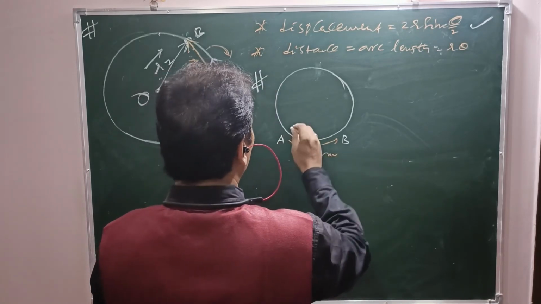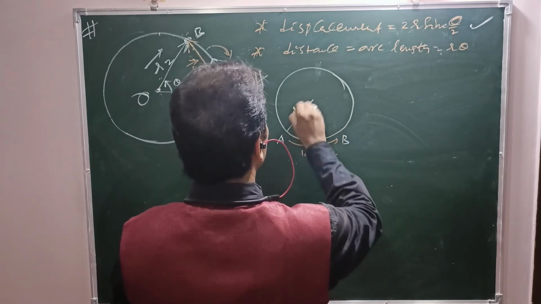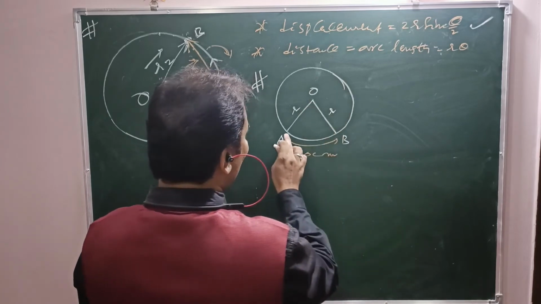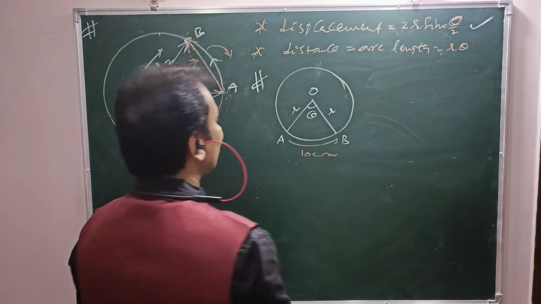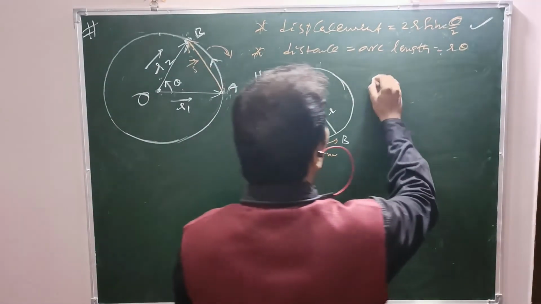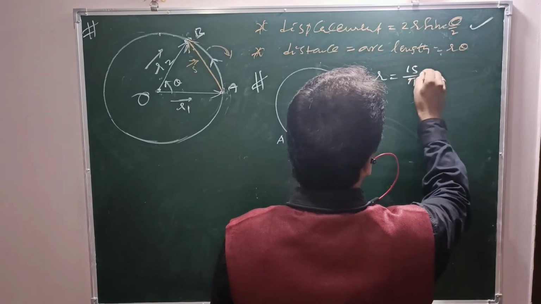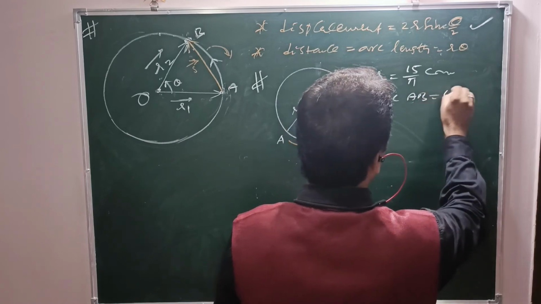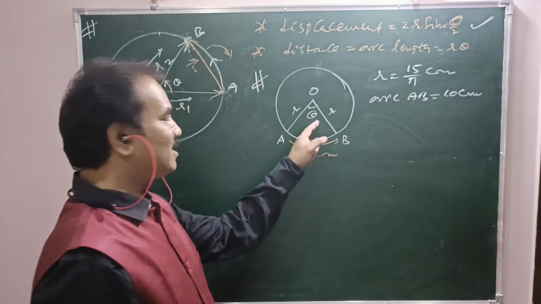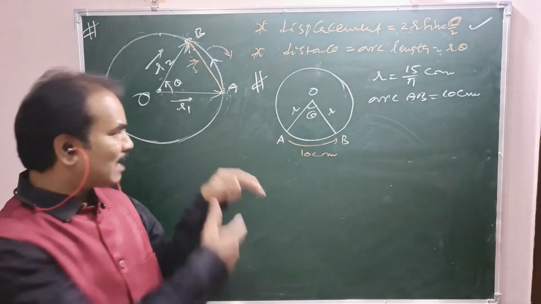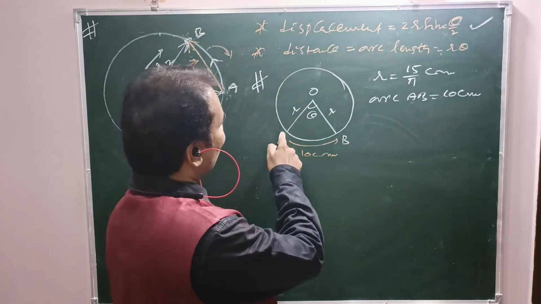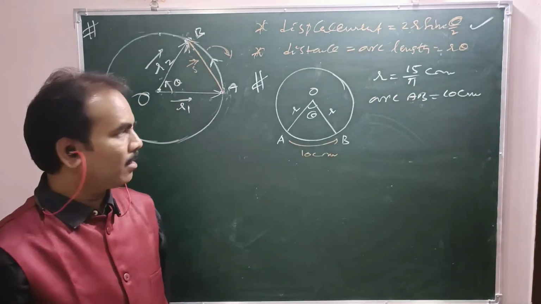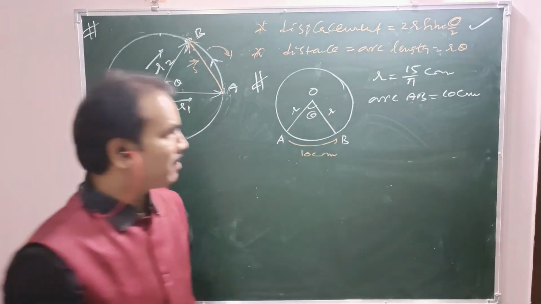Okay. Now when the particle is at A, this is the radius, center O. This is also radius R. Now what is the angle made by the arc? That is theta. Suppose R equal to 15 by pi centimeter, arc length AB equal to 10 centimeter, and the angle made by the arc is theta. Suppose a particle moves through an arc AB of length 10 centimeter of a circle of radius 15 by pi centimeter. Now find the magnitude of displacement.